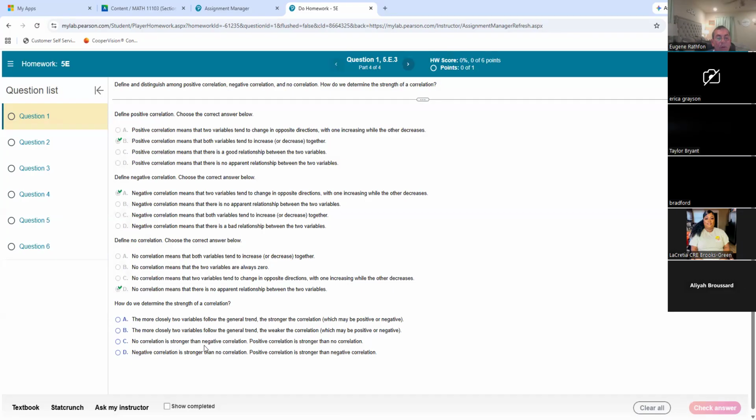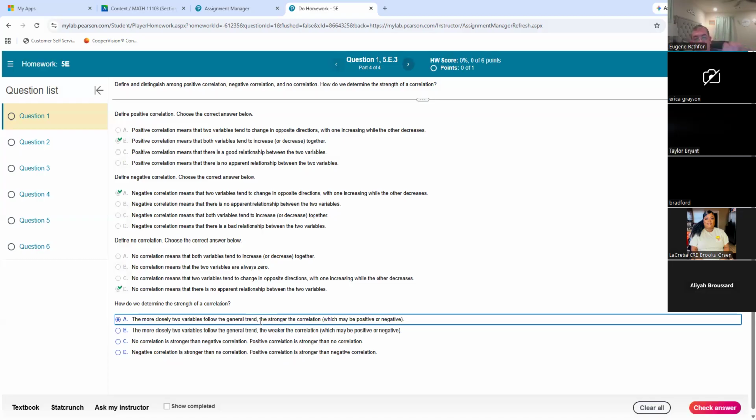No correlation is stronger than negative correlation. Positive correlation is stronger than no correlation. So that don't even make sense. Negative correlation is stronger than no correlation. Positive correlation is stronger than negative correlation. And that didn't really make sense. You can have a strong negative correlation and a weak positive correlation. So really on that one, y'all would want to pick A. The more they follow a general trend, the more they get line-like and get closer and closer, making a line. That determines how strong they are, okay?